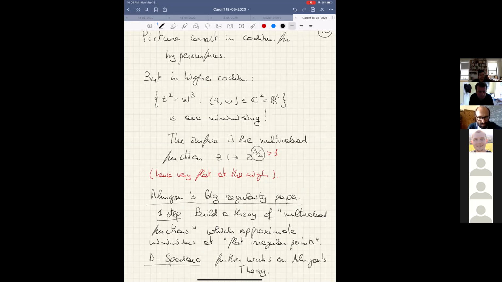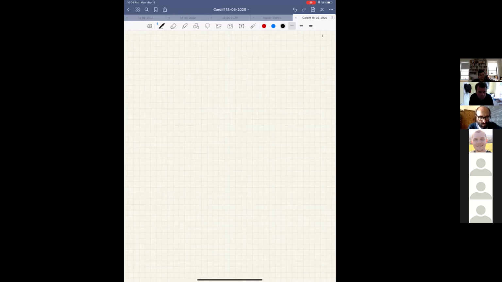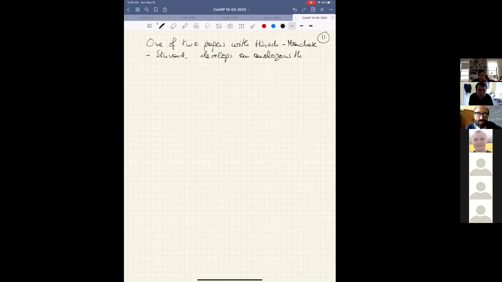And coming back actually to the area minimizing currents mod P. One of the two papers with Hirsch, Marchese and Stuvard develops an analogous theory in the mod P situation. So for mod P minimizing currents.